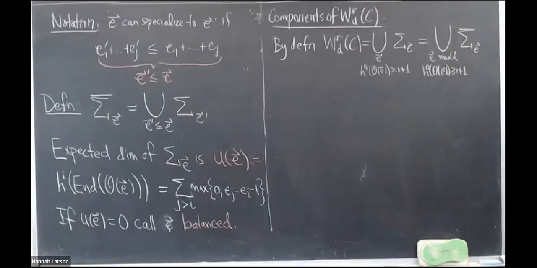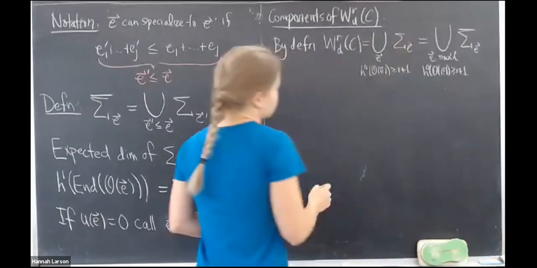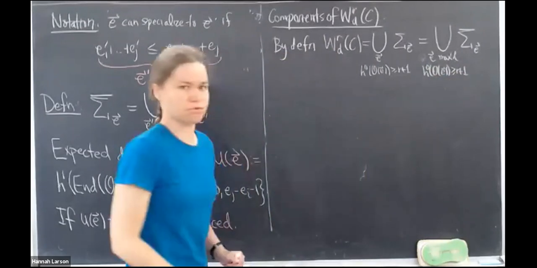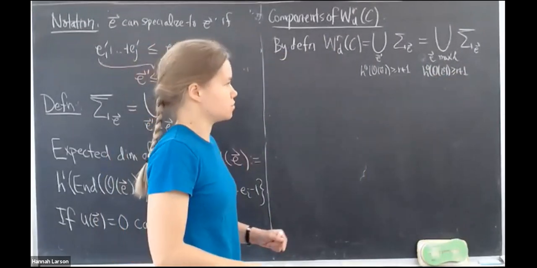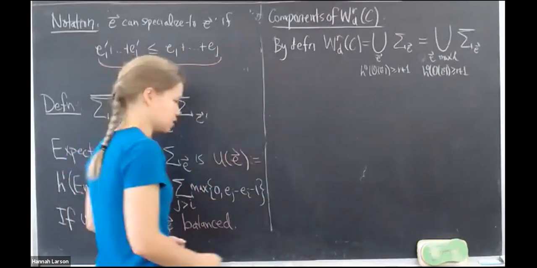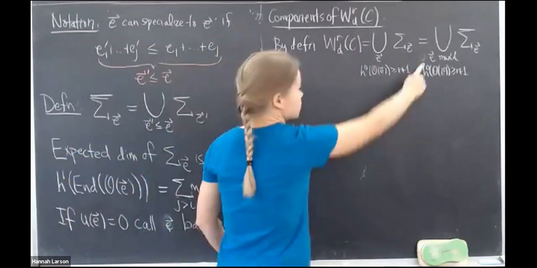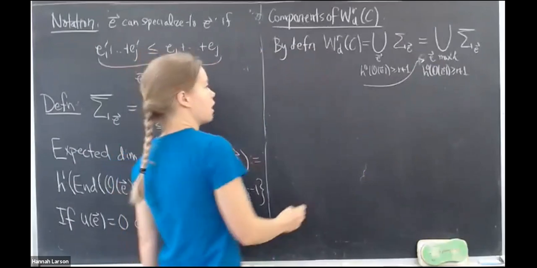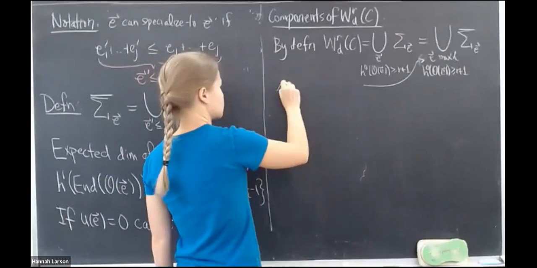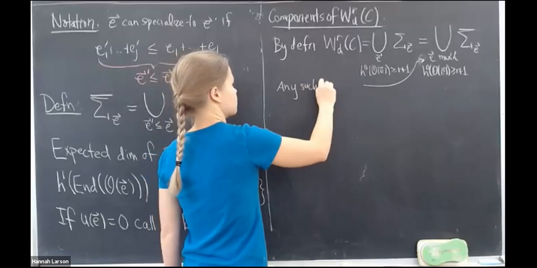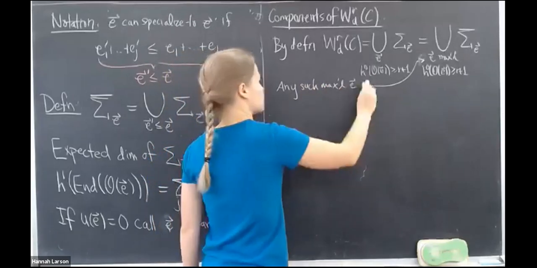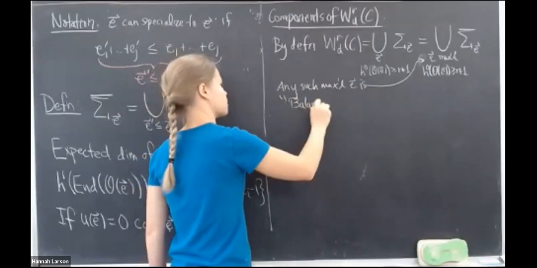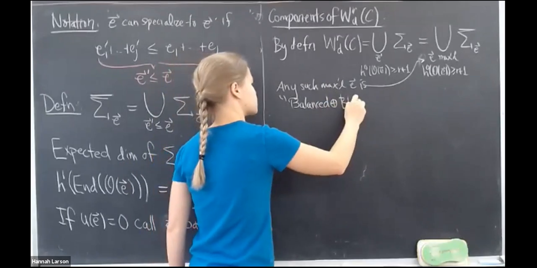And it turns out that these maximal splitting types among those with a certain number of global sections will correspond to the different components of WRD. And so let's describe what those splitting types look like. So I claim any such maximal one is of the form what I'll call balanced plus balanced.